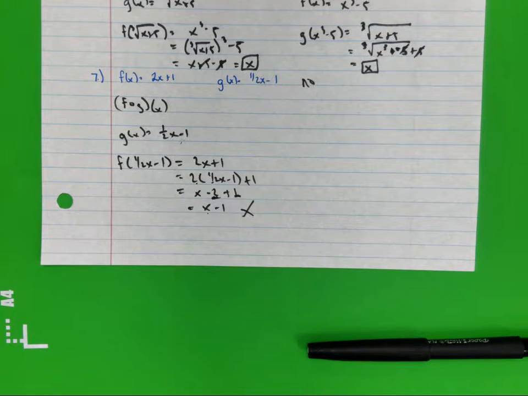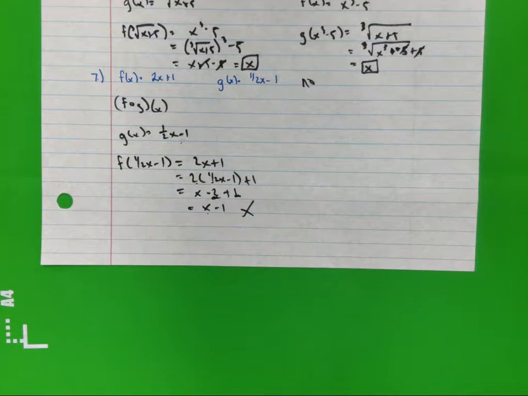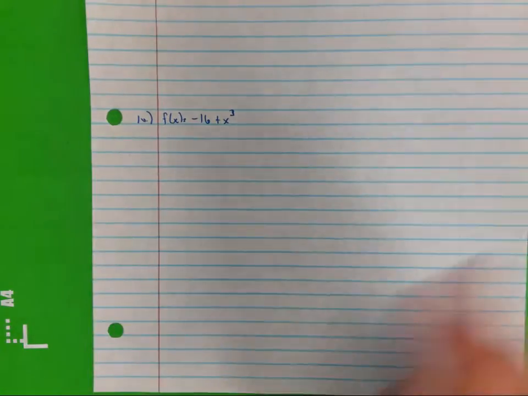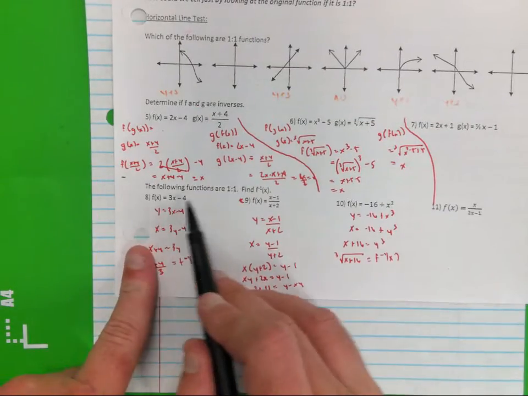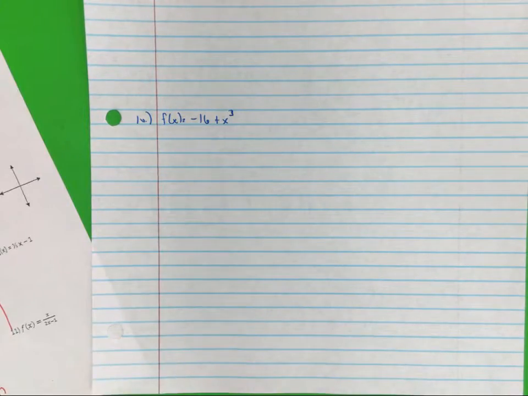How can you look at a graph and tell it's one to one? It passes the horizontal line test. Okay. So now we're going to find some inverses. So let's look at this. Here I tell you that the following functions are one to one. Why do I have to tell you that? Because they have to be one to one to find an inverse, don't they? I don't make you do that first to prove that they're one to one.